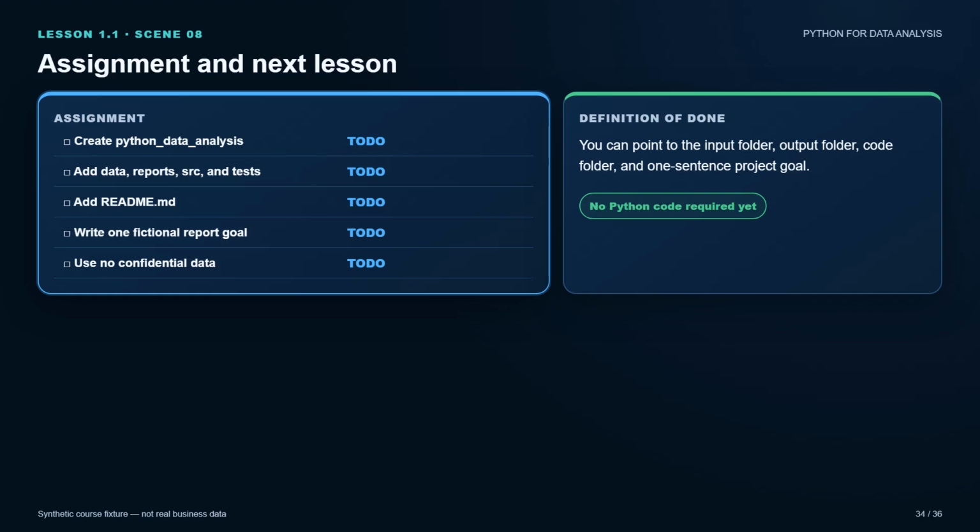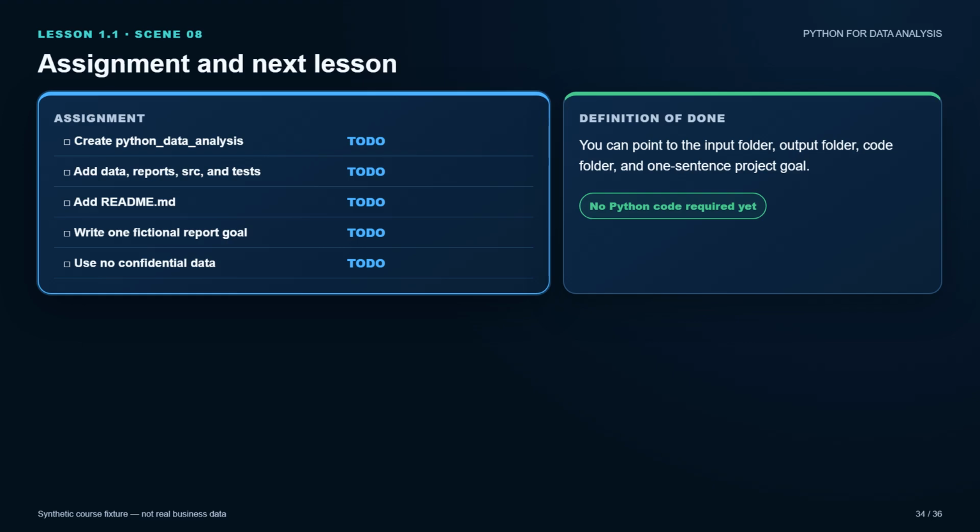Your assignment is simple. Create a folder named Python_data_analysis. Inside it, create 4 empty folders: data, reports, src, and tests. Then add a plain text readme.md file and write one sentence describing a report you would like to automate.